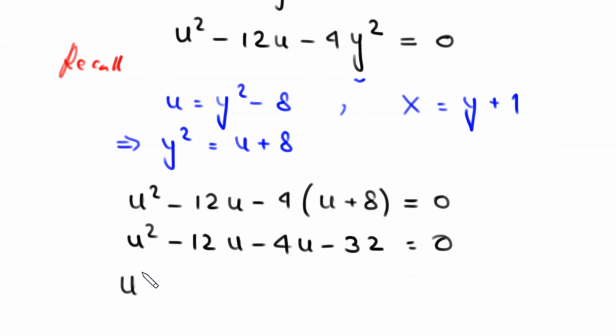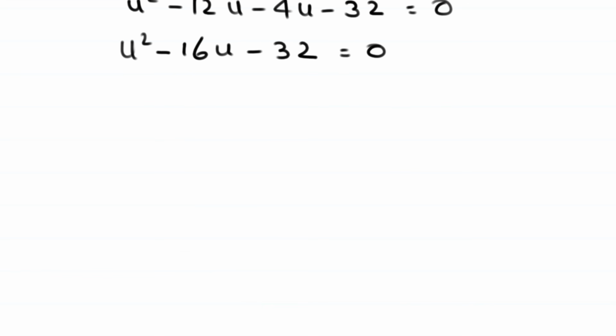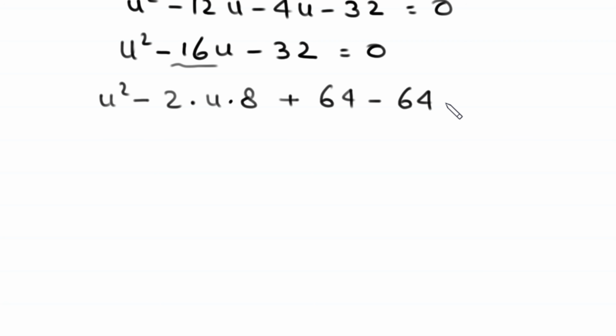Further simplify, this will become u squared minus 12u minus 4u minus 32 equal to 0. Further simplify, this will become u squared minus 16u minus 32 equal to 0. Now this is a quadratic equation and it's not factorable, so we solve it by completing the square method. We write this u squared, write this negative 16u as a negative 2 times u times 8. To complete the square, we add here 8 squared, 64, and we subtract 64, minus 32 equal to 0.